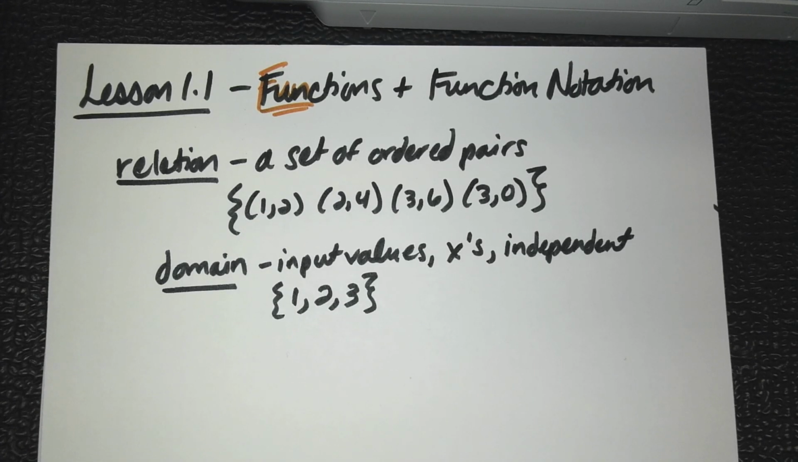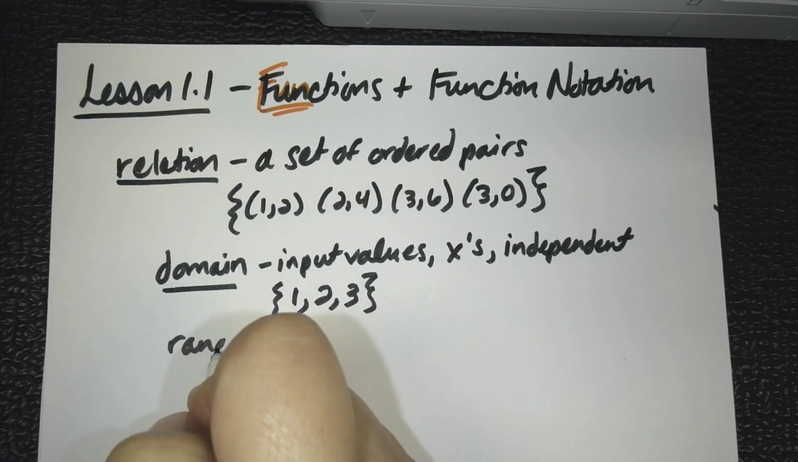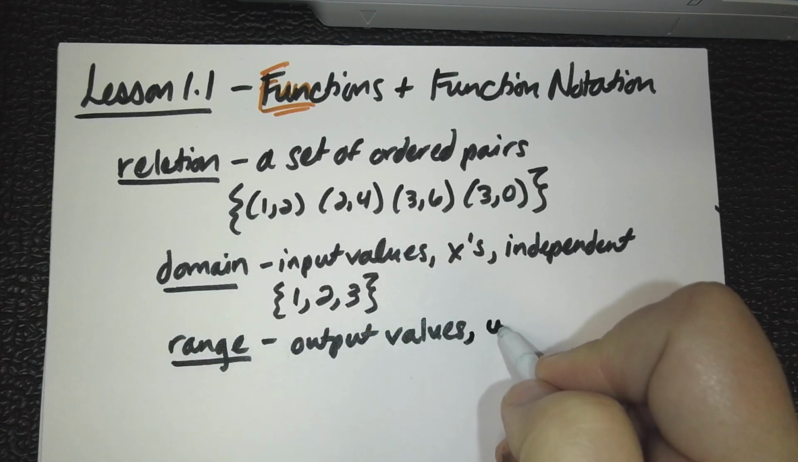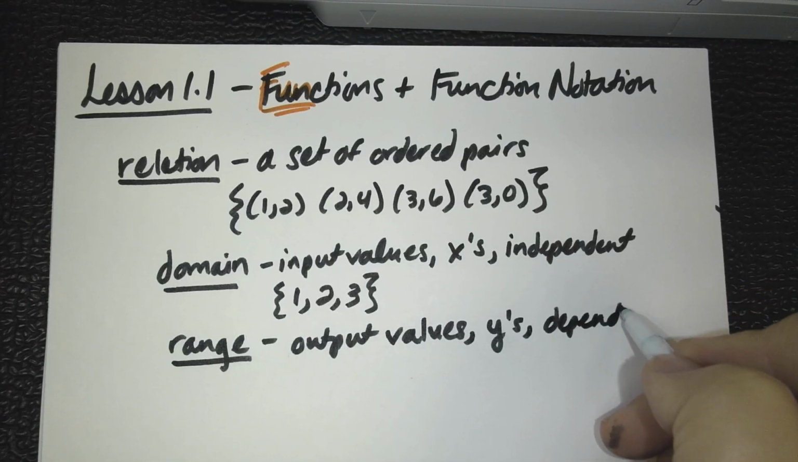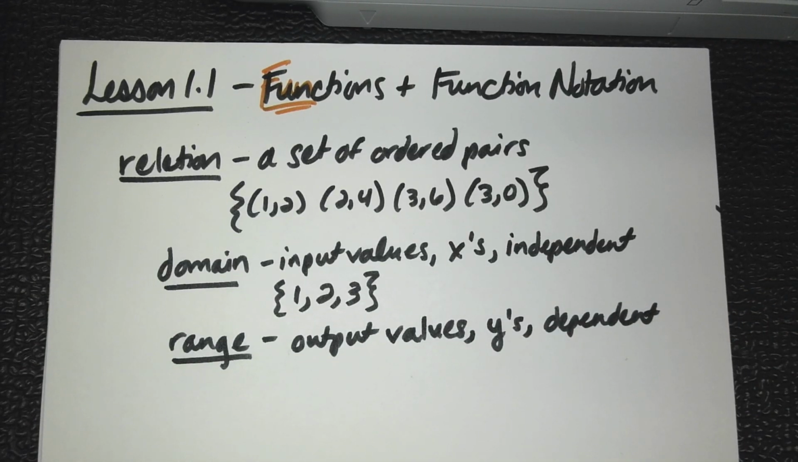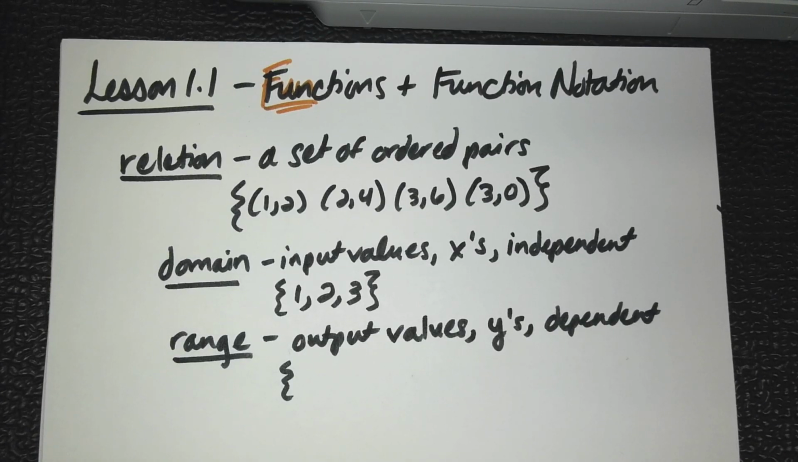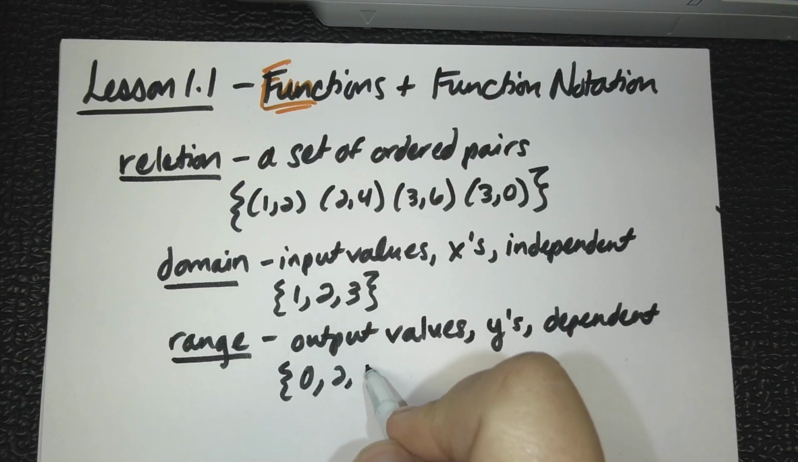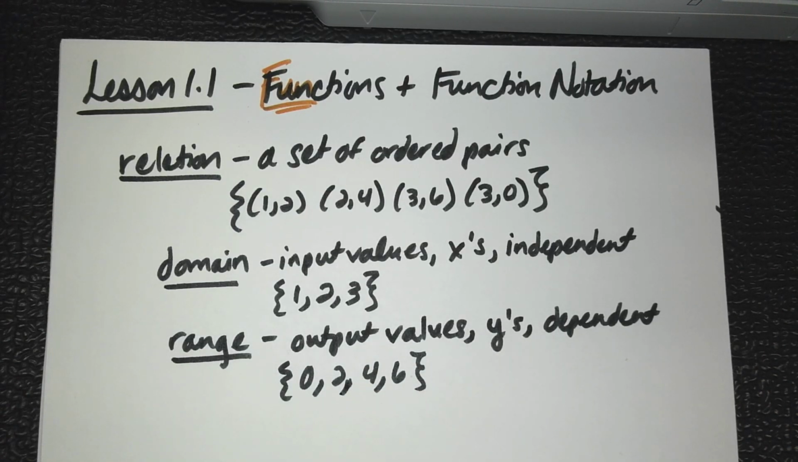Anybody know what the y's are called? Range. Easy, you've done this. Those are your output values. Your y's, they are dependent. Again, you put them in squiggle brackets and list out all the y's. You're supposed to put them in order, but if you don't, I'm not mad at you. If you write 2, 4, 6, 0, that's fine. I like order, so I'm going to write 0, 2, 4, 6. So a relation is just a set of ordered pairs. The domain is all the x's. The range is all the y's. That's all it is.